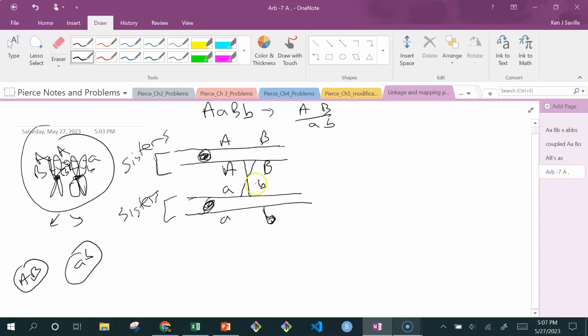So the crossover always has to happen between chromatids of homologous chromosomes, not between sister chromatids. So what happens when we get a crossover? Well, what happens is this chromosome is here, and then it breaks. And then we'll say, let's make these chromosomes different colors. So we'll make this chromosome red, and we'll make this chromosome blue.